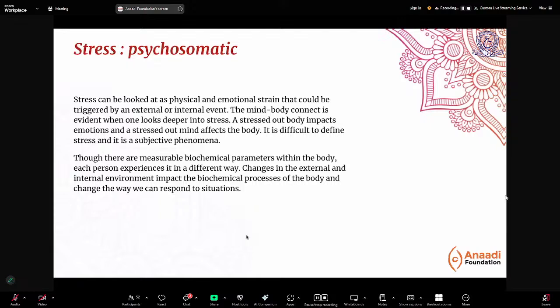So here we will spend the next 3-4 minutes understanding stress, right? This is very important in the student context. Stress can be looked at as physical or emotional strain that could be triggered by an external or internal event. The mind-body connect is evident when one looks deeper into stress. A stressed out body impacts the mind, and a stressed out mind impacts the body. So they are both very, very connected to each other, right? Though there are measurable biochemical parameters within the body, each experiences stress in a different way. Changes in the external and internal environment impact this biochemical process, and that is how we respond to various situations.